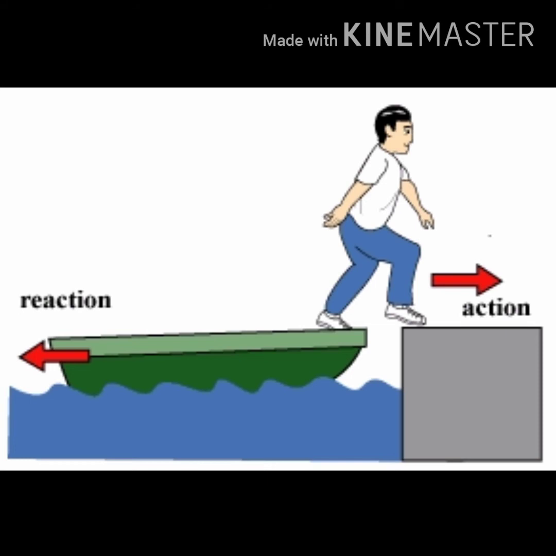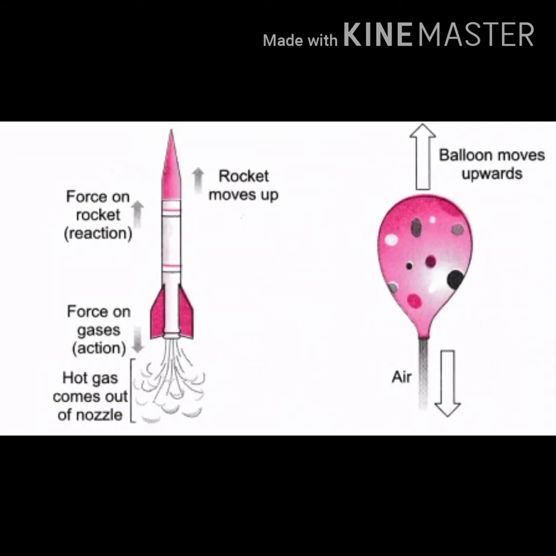Here also see, when you step out from the boat, action is shown by your leg and reaction is given by the boat. The boat goes in the backward direction because there was a push while going out of the boat from your side, right?